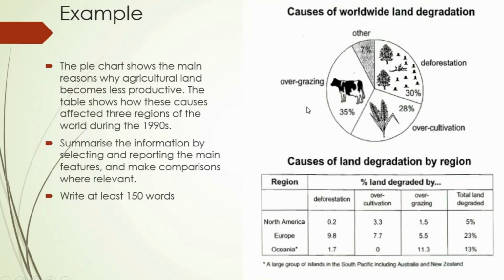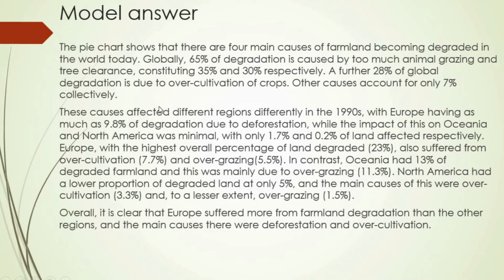So that's it. In the first paragraph it is mentioned that it's a pie chart. The major concern is overgrazing and deforestation with 65%, then comes overcultivation and others. Only this has been explained in the first paragraph, nothing special, and that also in the simplest way. Now let's look at the second paragraph.